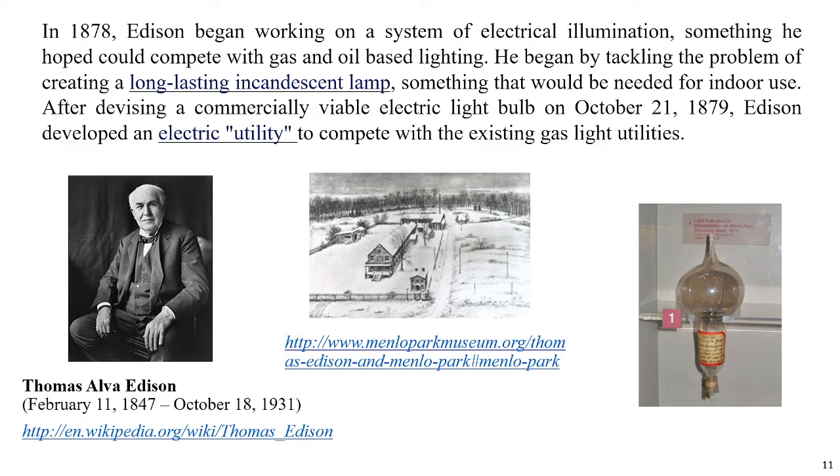Okay, then in 1878, we started using electricity commercially, right? And at that time, the inventor, his name is Edison. I think everybody has heard his name, right? Edison invented the lamp, and he started working on the system of electrical illumination, right? He tried to provide lighting to the city, right? And he began by tackling the problem of creating a long-lasting incandescent lamp.